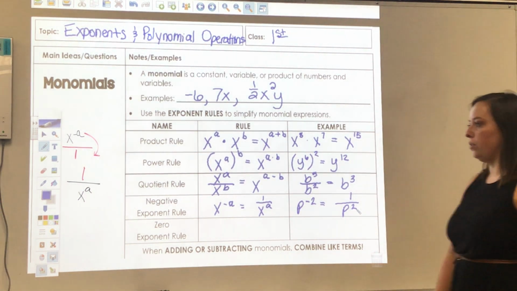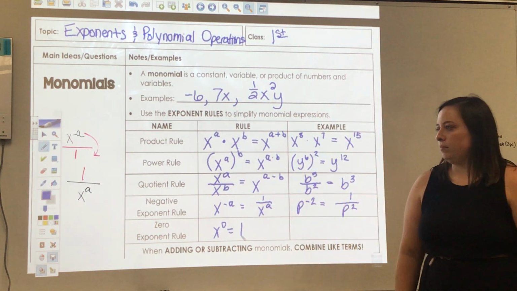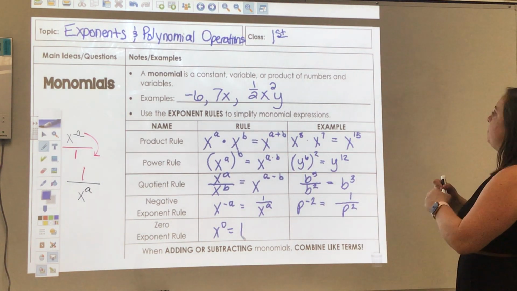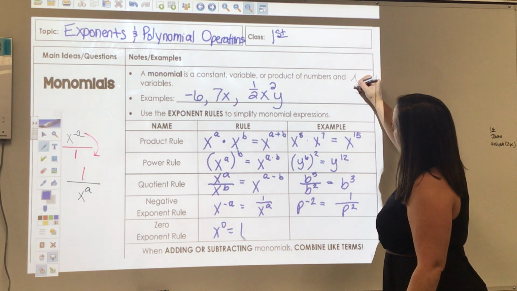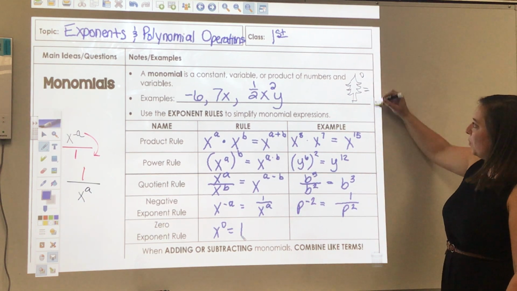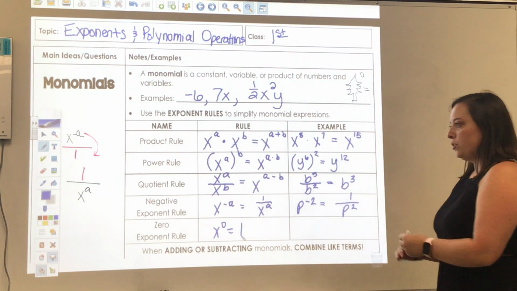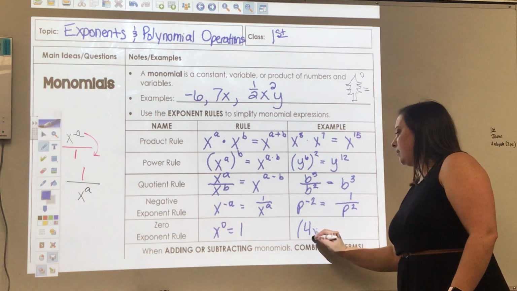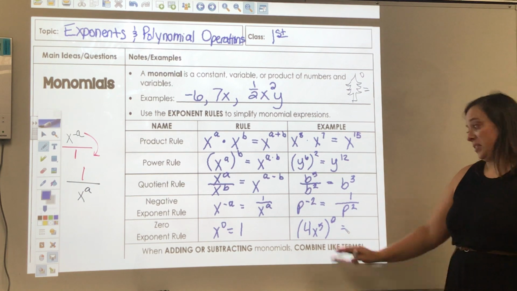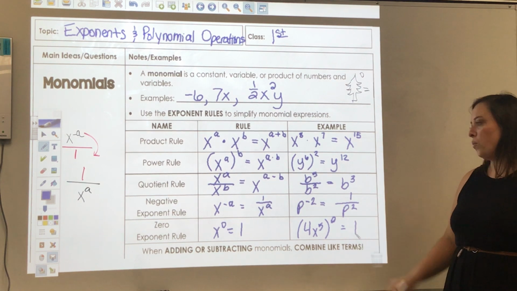All right, the zero exponent rule, anything raised to the 0 power is 1. I like to use the example of like a Christmas tree. This is my Christmas tree. Raised to the 0 power is going to be 1. It doesn't matter what it is, anything raised to the 0 power is going to be 1. So if I had 4x to the 5th raised to the 0 power, doesn't matter what's inside, this whole thing is raised to 0, so this is going to simplify to 1.